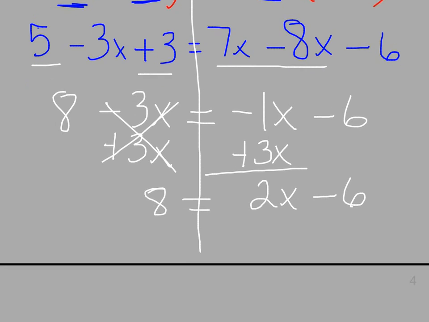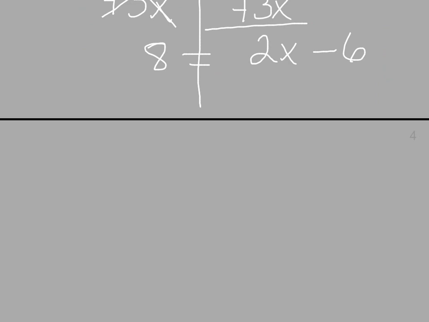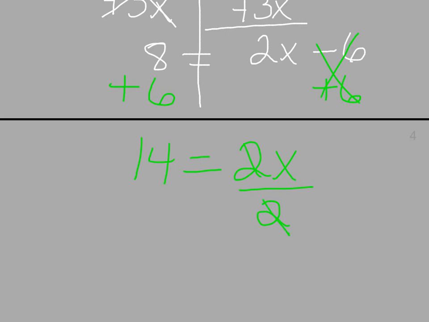Now let me move this up. From here I'm going to move my 6 to the left side by adding 6. That cancels that out. Plus 6 under here, 8 plus 6 is 14. 14 equals 2x. Divide both sides by 2. That cancels that. Divide by 2. And we have x equals 7 as our answer.